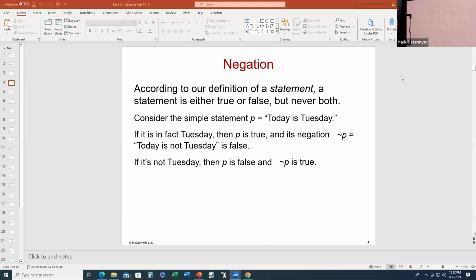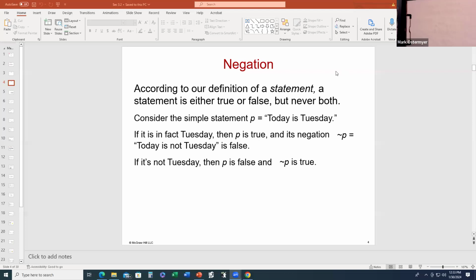Negation. According to our definition, a statement is either true or false. We've seen that last week. A simple statement is clearly either true or false. There's no in between. Consider the simple statement P, defined to be "Today is Tuesday." Is this a true or false simple statement? It happens to be true. Today is Tuesday. What would be the negation of this simple statement?